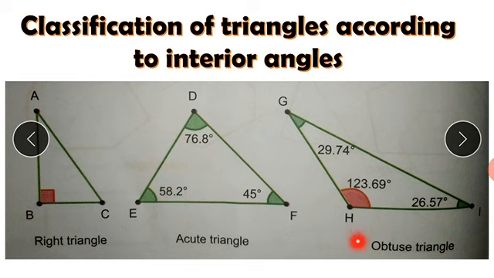Next, obtuse triangle. An obtuse angle is greater than 90 but less than 180. Given this one, you can see an obtuse angle which is 123.69, greater than 90 degrees but less than 180. That's why we call it an obtuse triangle.